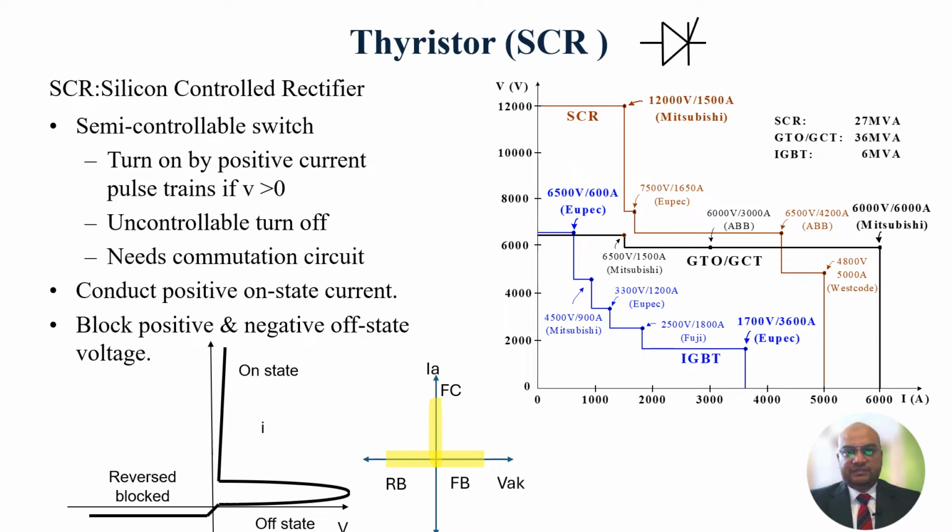Then we have ABB, which manufactures around 6000 volts and 4200 amperes, and also Westcode, which is producing 4800 volts and 5000 amperes. Now with this we can compare its family device, which is GTO, and here we can observe with the black line GTO with the similar makes. It is not able to carry the voltage as compared to SCR, but we can see here the MVA rating as compared to SCR is much higher. So similarly we can observe for the different make for IGBTs. But in this case here we can see SCRs, it's very well useful in the range of 27 MVA rating, and it's useful in the industry, that's why.